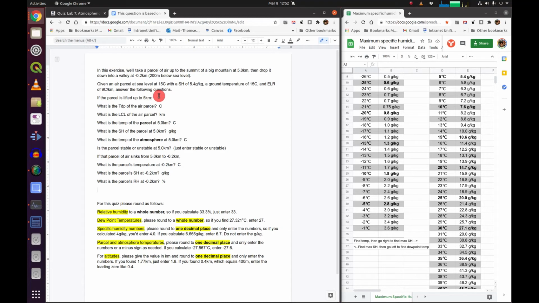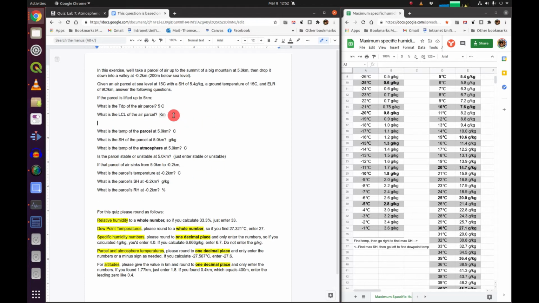If the parcel is lifted to 5 kilometers, so right now we're lifting, what's the dew point temperature? Okay. So we know the specific humidity is 5.4 grams of water vapor. So we look that up. Oh, there it is. 5.4 grams. We slide to the left and we find the dew point temperature. In this case, it's 5.0. Dew point temperature, round to a whole number. Dew point temperature, 5. Lifting condensation level.